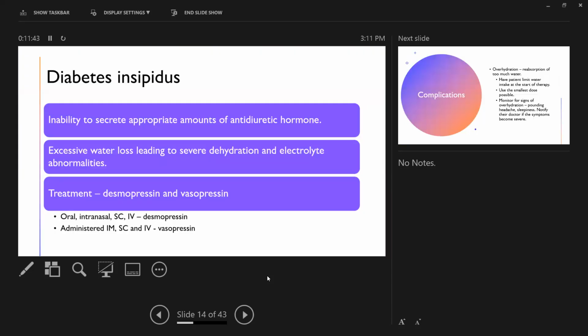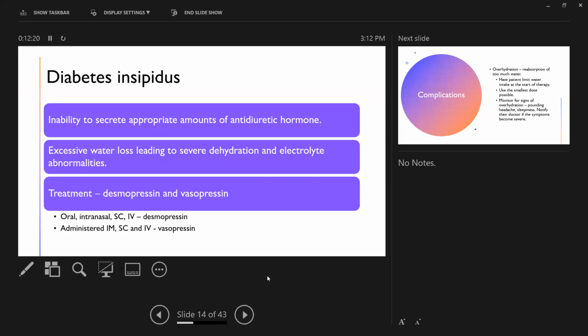Moving now to the posterior pituitary. Diabetes insipidus is due to an insufficient secretion of antidiuretic hormone. This causes massive water loss that leads to severe dehydration, severe electrolyte abnormalities that can lead to cardiovascular abnormalities. And the treatment is synthetic antidiuretic hormone in the form of desmopressin and vasopressin.